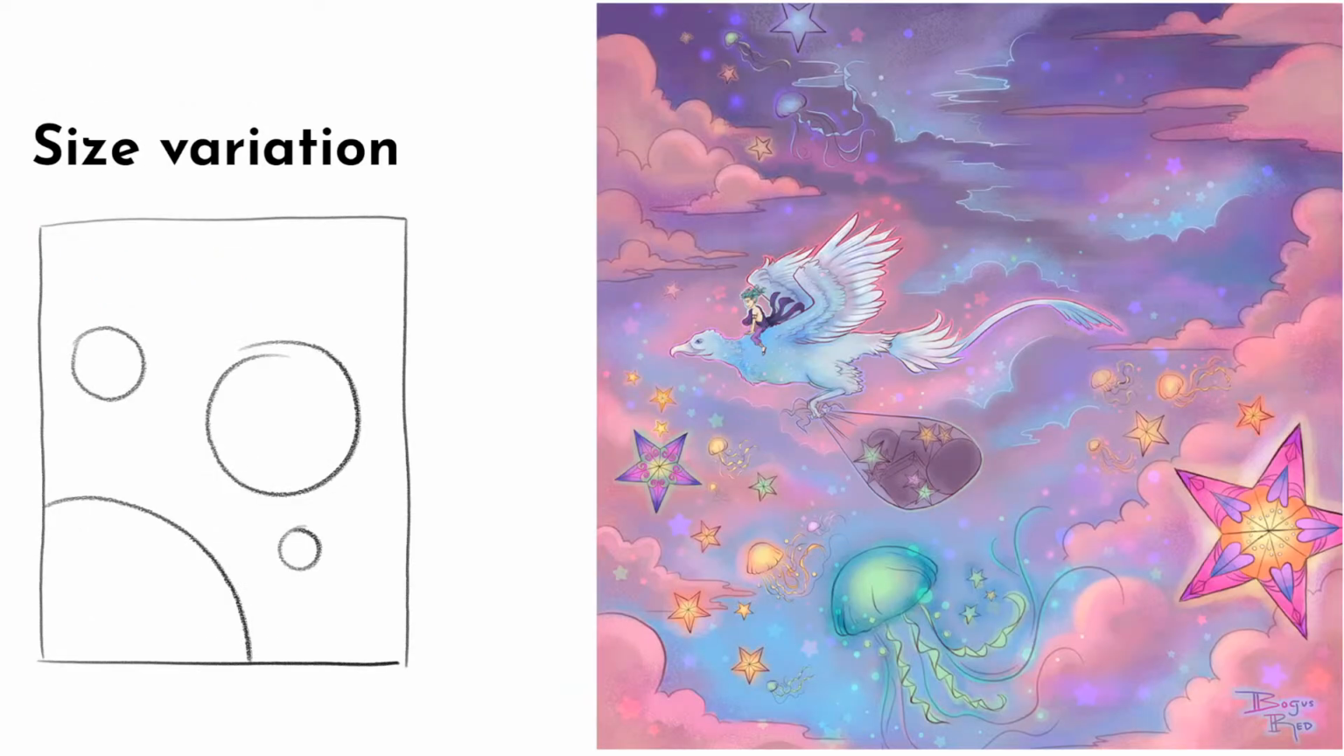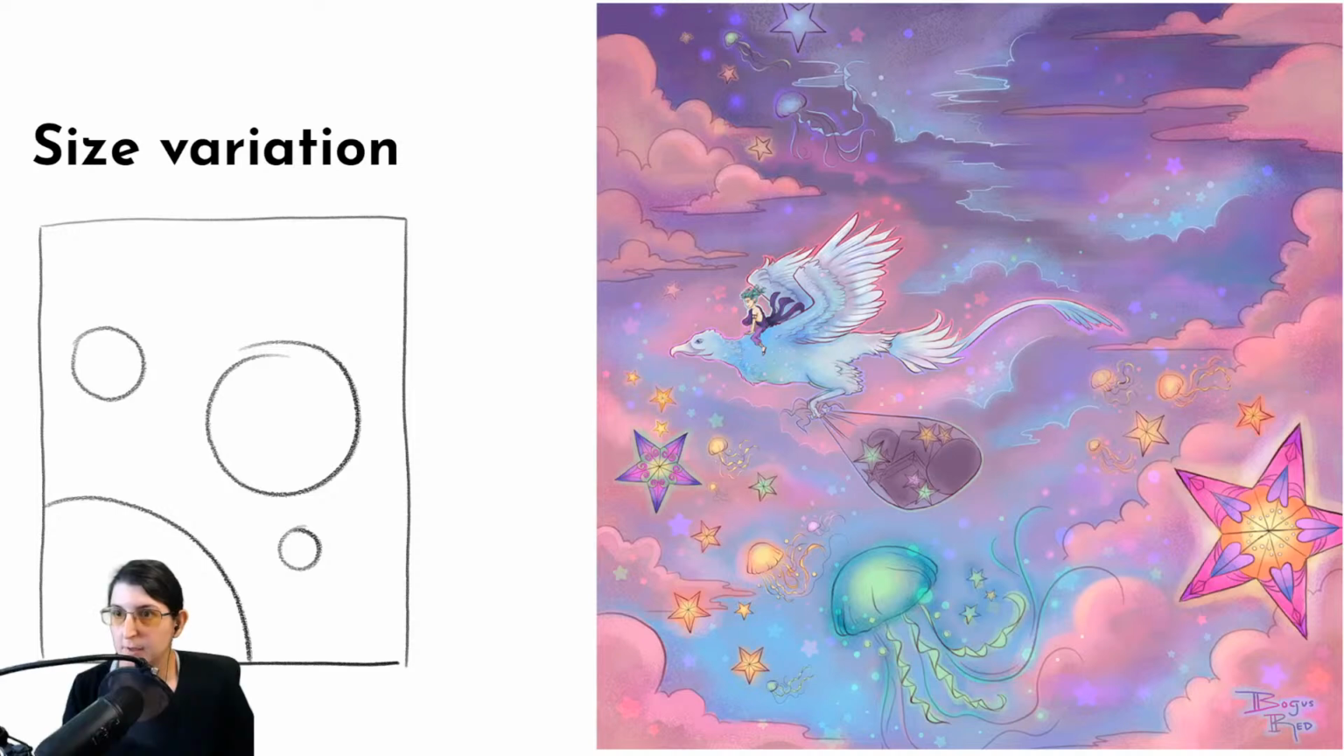Okay, where's my face? Gotta bring it back. Okay, so another compositional trick is to use variation in the size of your elements. So if we look at this art piece on the right, I've got jellyfish and stars, okay? And I've got them in various sizes. So I've got a really big star here, the star lantern on the right.